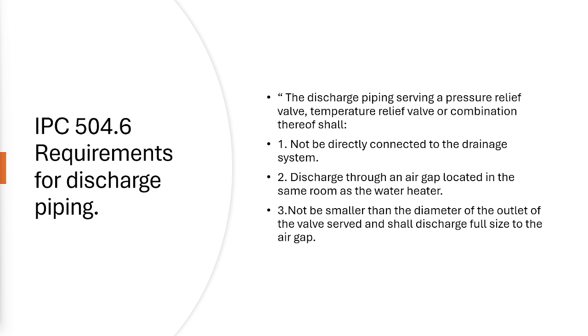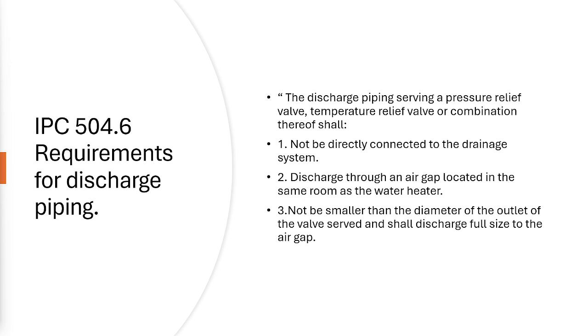So there are 10 points we're going to discuss about the discharge piping. Of course, we know that discharge piping can't be PEX, it has to be CPVC or copper. But as we read through these, I said 10, there are actually 14 points. As we read through these 14 points, we're going to see what we can learn about our discharge piping.